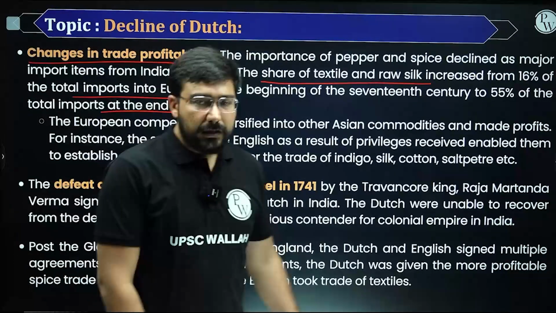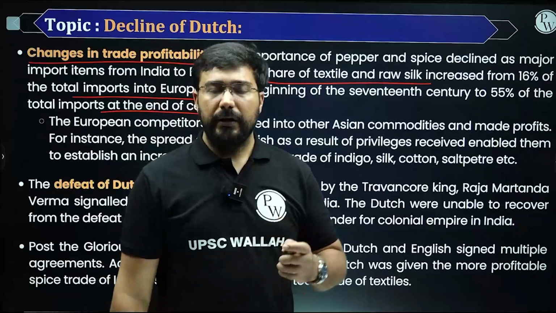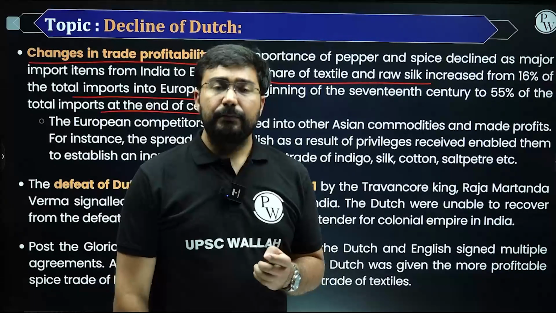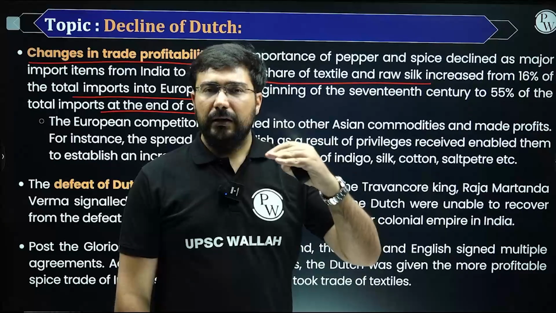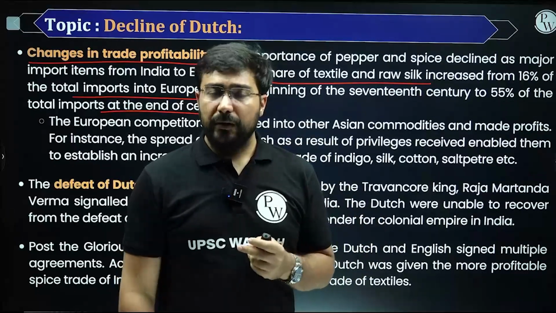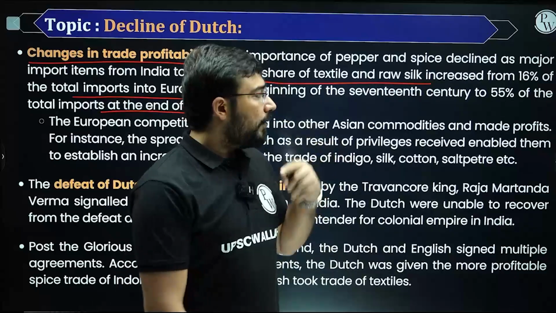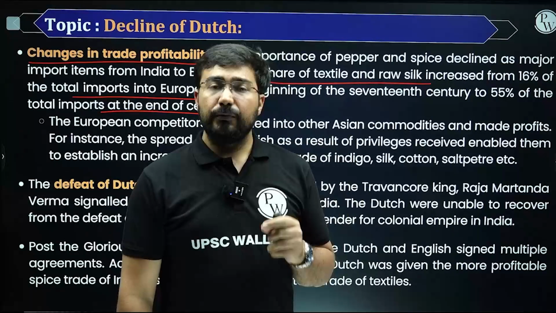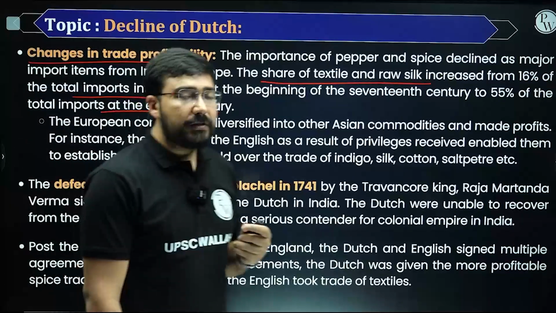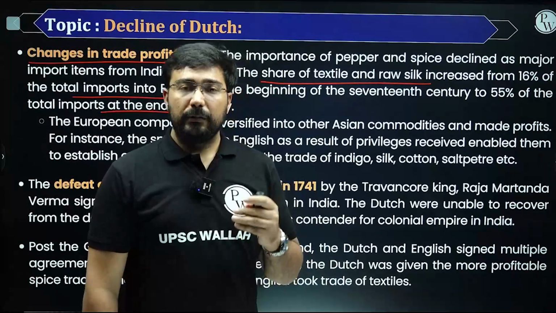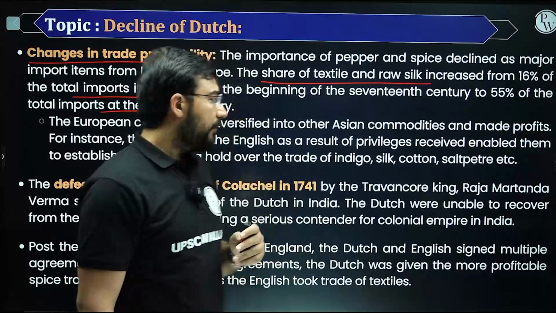They were focusing on pepper and the spice trade. But this spice trade demand more or less reached a plateau after a period of time, but the demand for textile kept on rising. The English focused more on textile, while the Dutch focused more on the pepper and spice trade. That's why their profitability started declining after a period of time.